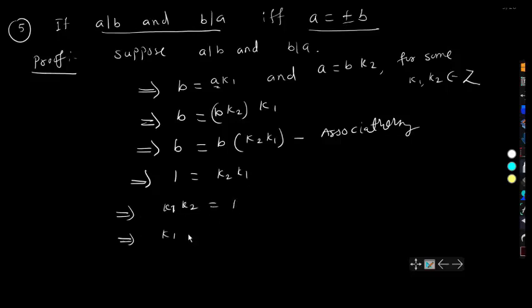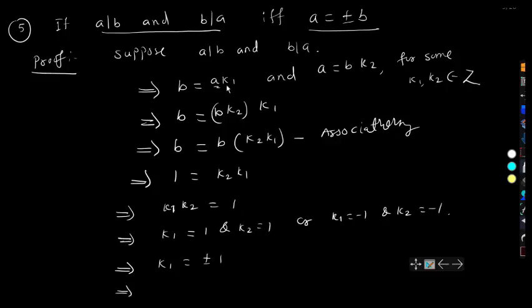This implies that K1 equal to 1 and K2 equal to 1, or K1 equal to -1 and K2 equal to -1. These K1, K2 are integers, and the product of these two integers is 1 if and only if the first is 1 and the second is 1, or the first is -1 and the second is -1. So this implies that K1 equal to 1 or K1 equal to -1. This implies that K1 equal to plus or minus 1.